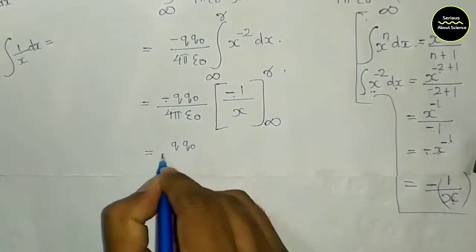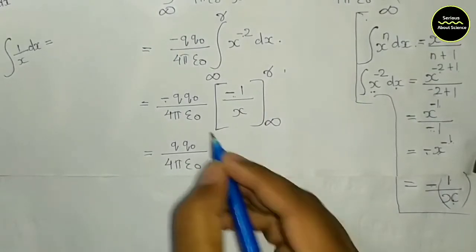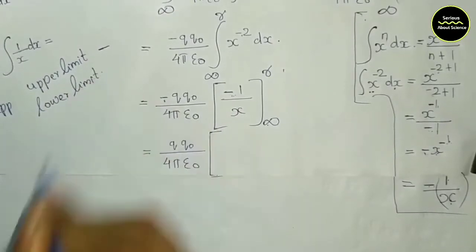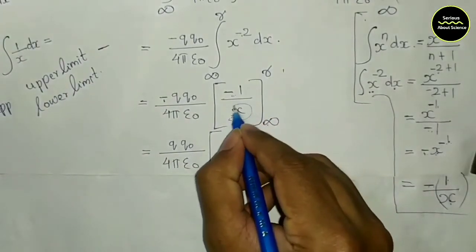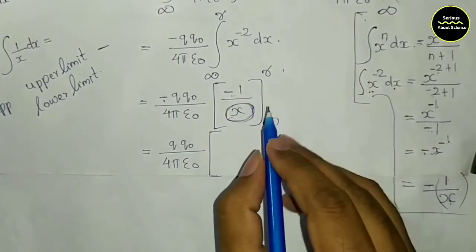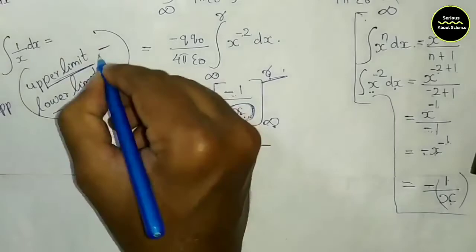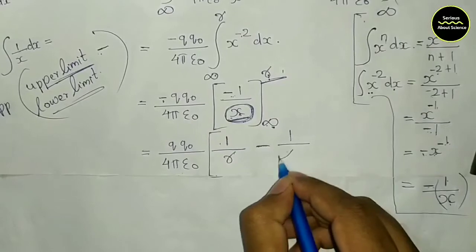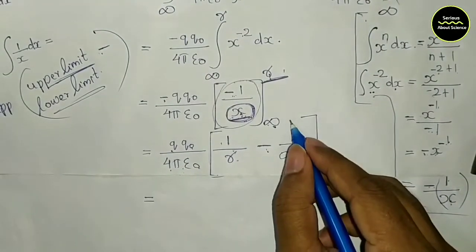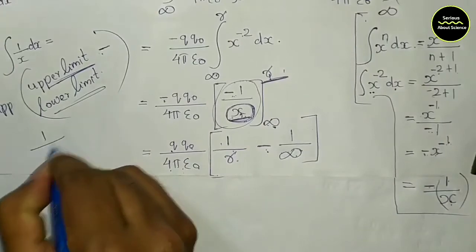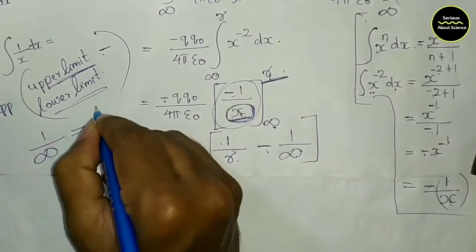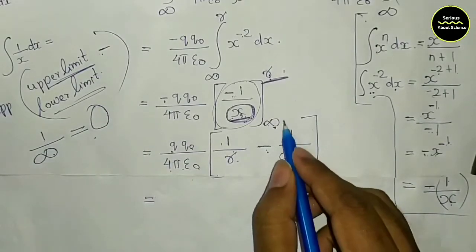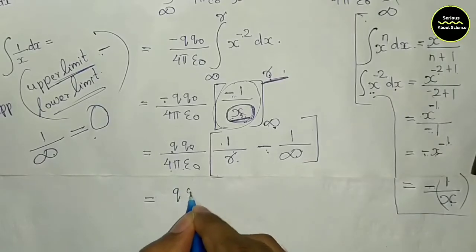After this step, we have to apply the limits, upper limit as well as lower limit. So work done will be equal to minus q q naught by 4 pi epsilon 0 into, upper limit minus lower limit. Instead of x, you apply the upper limit R first, then minus the lower limit, infinity, second. After the substitution I will get 1 by R minus 1 by infinity. But you know that 1 by infinity is nothing but 0. So only 1 by R will be left. So what will be the final answer for work? Work W will be equal to q q naught by 4 pi epsilon 0 into 1 by R.